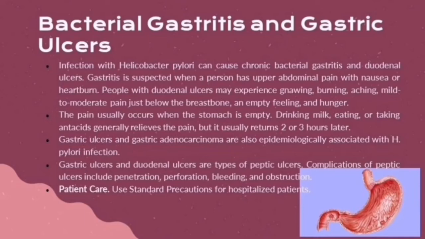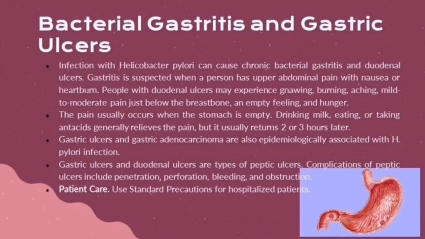People with duodenal ulcers may experience gnawing, burning, aching, mild to moderate pain just below the breastbone, and an empty feeling and hunger. The pain usually occurs when the stomach is empty. Drinking milk, eating, or taking antacids generally relieves the pain, but it usually returns 2 to 3 hours later.